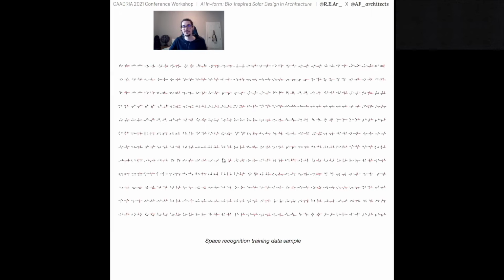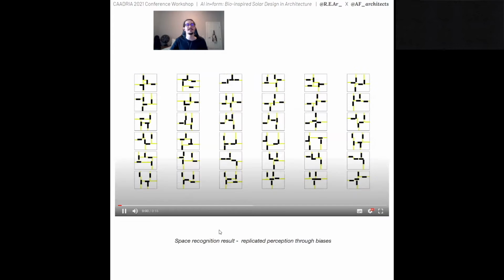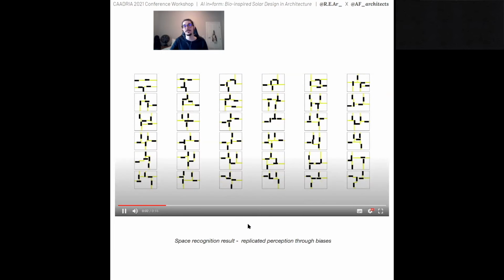And this is a sample of the training set that I had to develop. It was a bit over 2,000 image pairs, and I had to draw them by hand, right? I needed to go through this process because I needed to embed my bias of what is the space into an algorithm. An extensive process, but by the end of the day, you can see here some samples that have been generated by Pix2Pix.